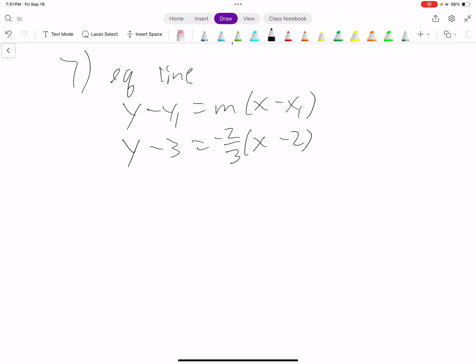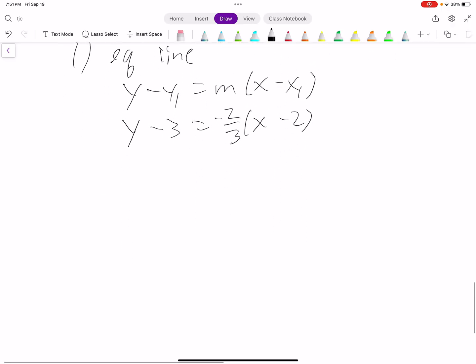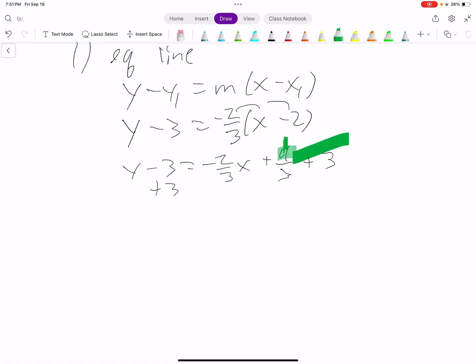Now, we're going to distribute this. So it's y minus 3 equals -2/3 x plus 4/3. Then we're going to add 3 to both sides. Then I need to combine these two. Okay. So 4/3 plus 3. 3 is really, this right here is really 9/3. So it's 4/3 plus 9/3, which is 13/3. So this will become y equals -2/3 x plus 13/3, and we're done.